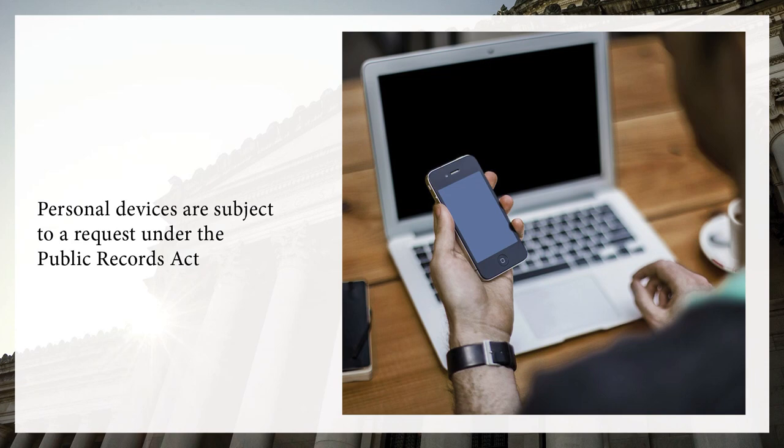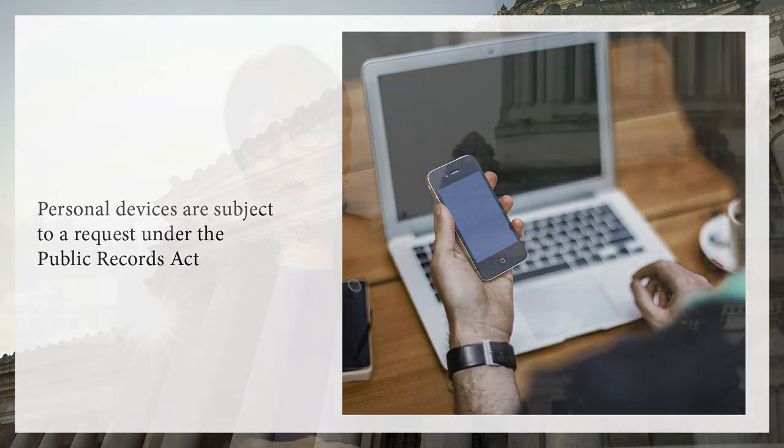For example, the courts have held that agency work documents, including electronic records on personal devices like a personal computer, personal cell phone, or personal email account of an agency employee or official, are subject to a request under the Public Records Act. We'll talk more about that in the next segment.